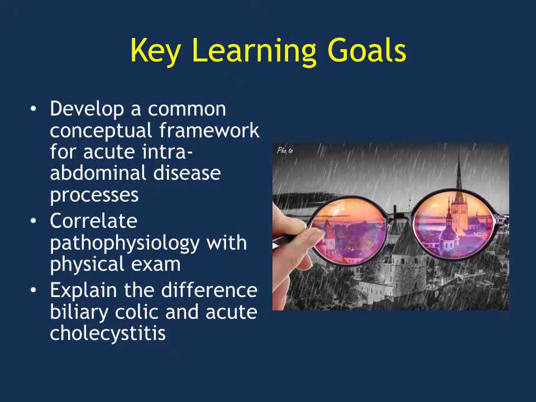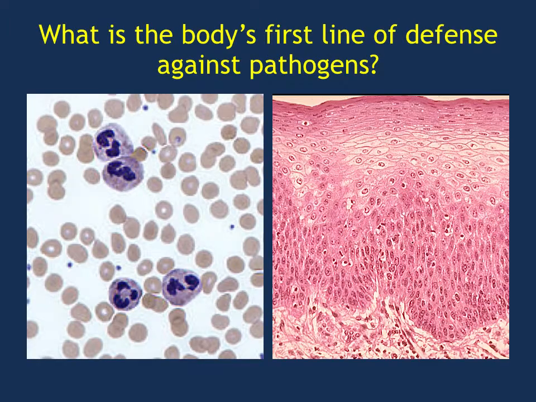Today we'll look specifically at biliary colic and acute cholecystitis, as well as appendicitis as illustrative examples of a common mechanism of disease. The first shift in your understanding of human physiology that I would like to try to achieve is your view of the human immune system.